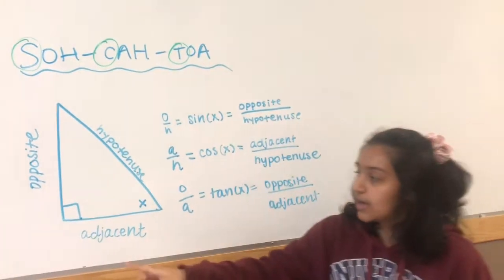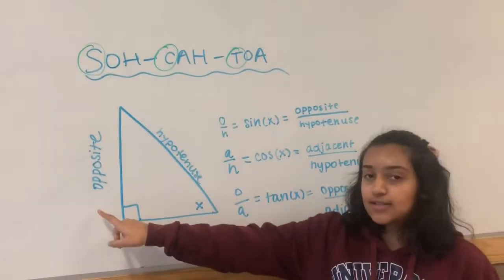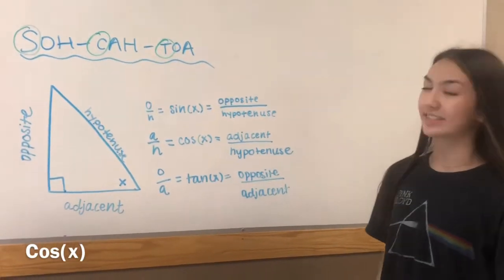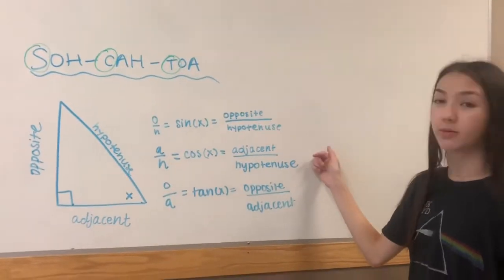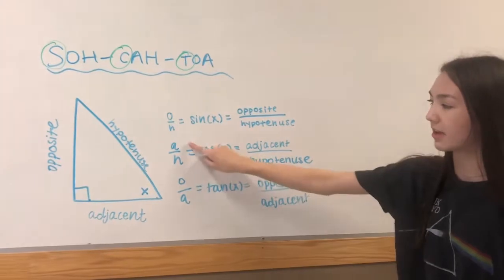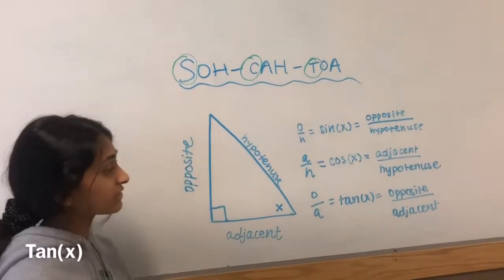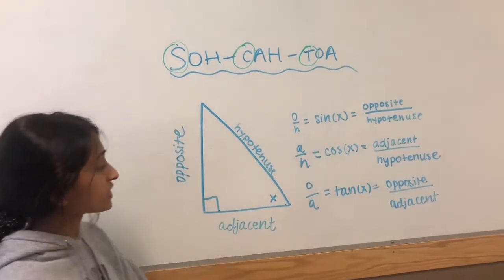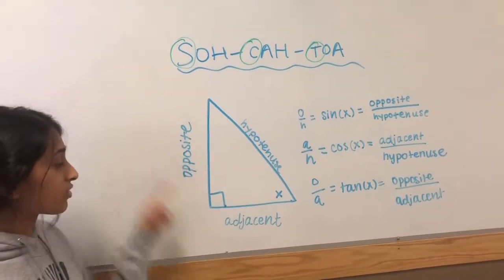As you can see on the triangle, relative to x, this is the opposite and this is the hypotenuse. The second part of SOHCAHTOA is cosine. Cosine is always adjacent over hypotenuse, A over H. Now we're going to be talking about tangent, which is again relative to x. It's going to be opposite over adjacent.